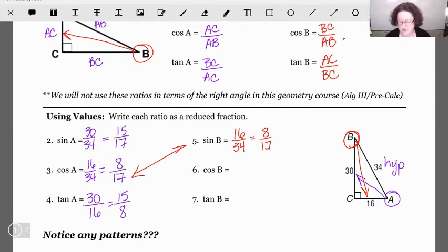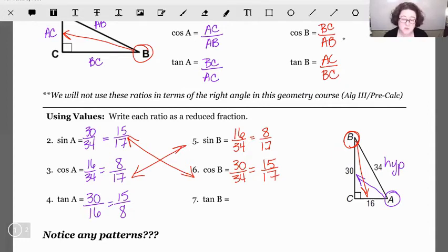See, cosine of B, again, adjacent over hypotenuse. So my adjacent is 30. Hypotenuse is 34. Reduce that down, 15 over 17. And again, exactly the same fraction as in number 2, sine of A. And this is always going to happen in any of our triangles. If you change your perspective and you change which sides you're putting in your ratio, you're going to see some repeats happening if you switch your angles and you switch which ratio, cosine or sine, you're looking at. Same sort of thing happens with tangent, but a little different.